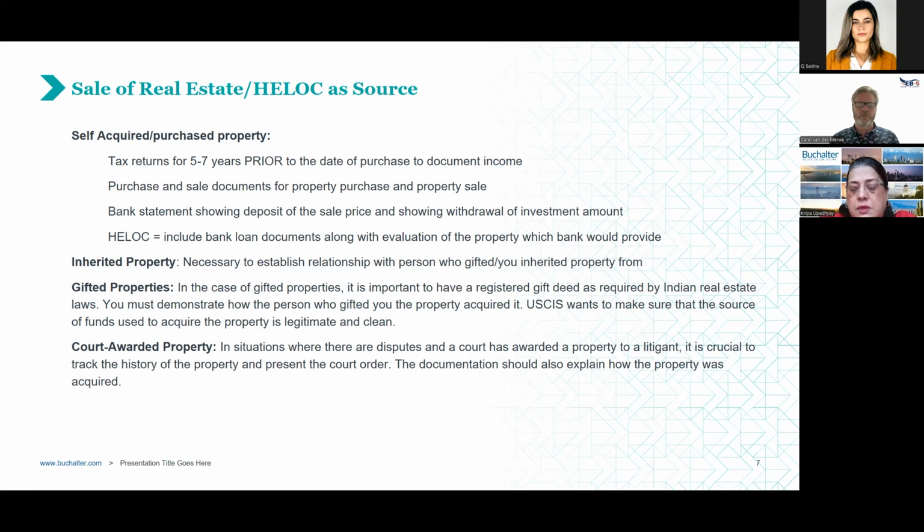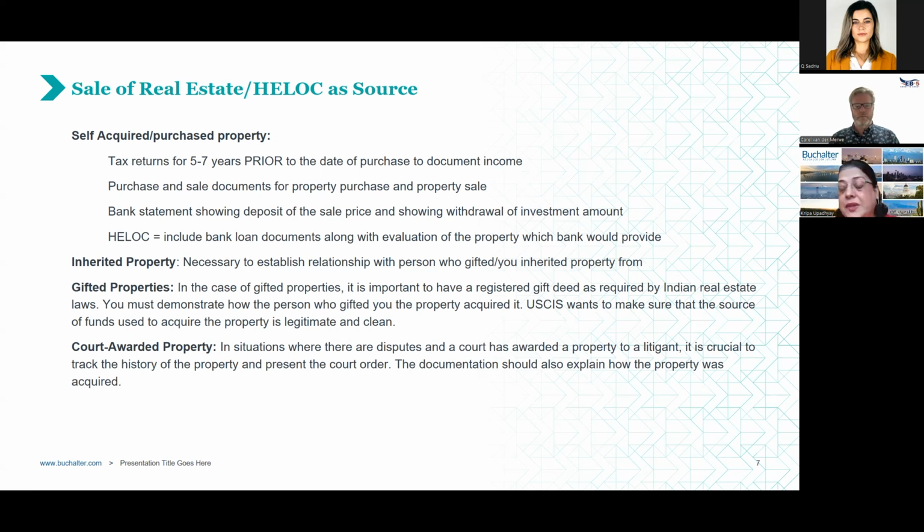Inherited property, again, necessary to establish the relationship between the person that you are inheriting from and you. So ideally, if that's a parent, birth certificates, if there's a will, and that was the basis of the inheritance, then a copy of the will and last statement. Typically, there will be something from estate court in countries where you have to go through some sort of an estate procedure. All of those documents would be required. Gifted properties absolutely can be used, but again, you need a gift deed from the person that gave you the property. And then if the property is gifted to you, where did the money come from to buy that property, right? So then we need to go back to document that entire chain.